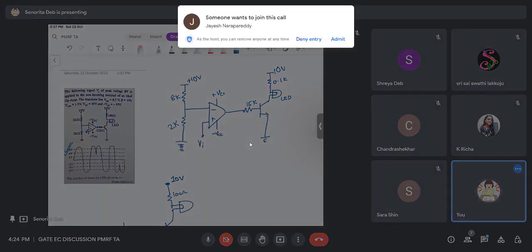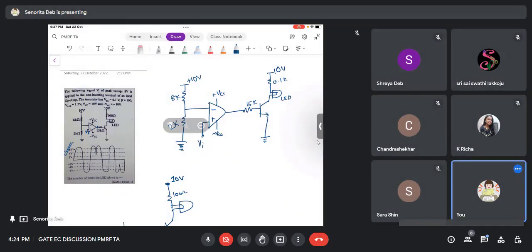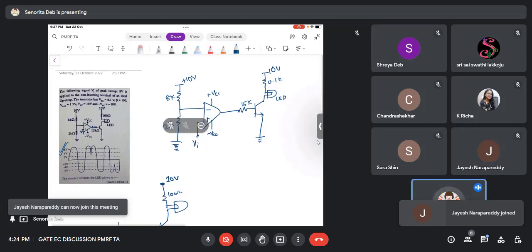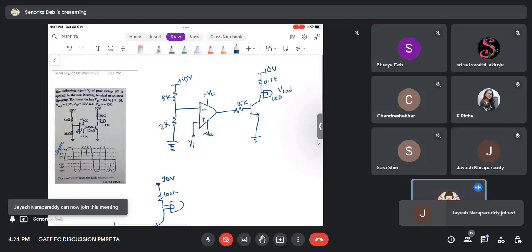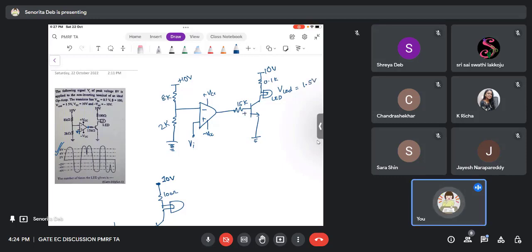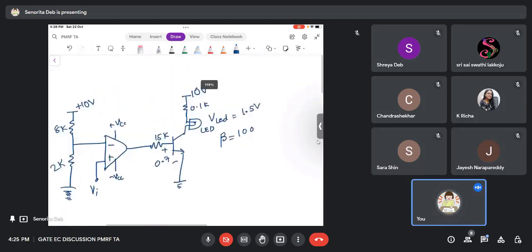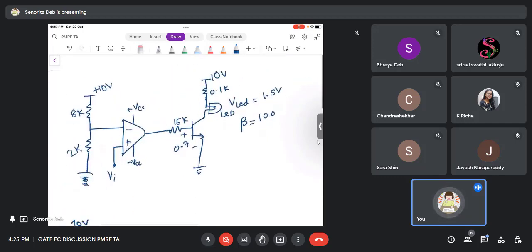So VLED they have given as 1.5 volt, VB they have given as 0.7 volt, VCC is already given as plus 10 volts, minus 10 volts, and beta they have given as 100. So what is this circuit actually doing? Let's see. We can directly solve this question. It's easy, but I wanted you to understand what the circuit is doing.